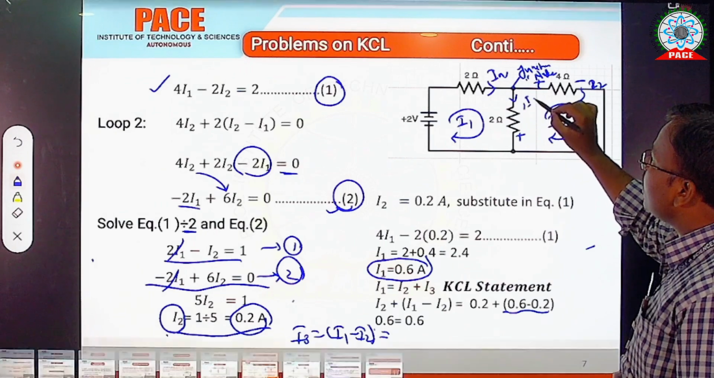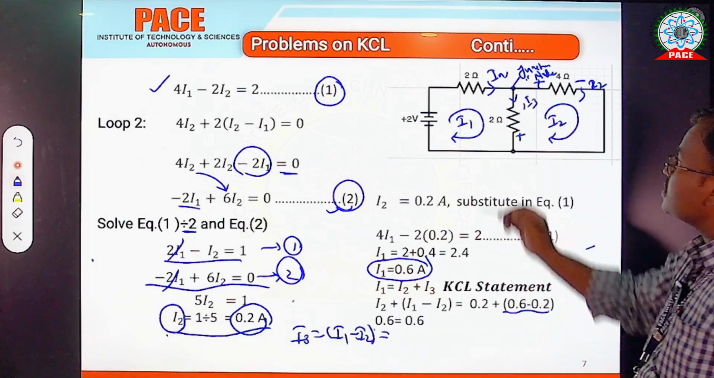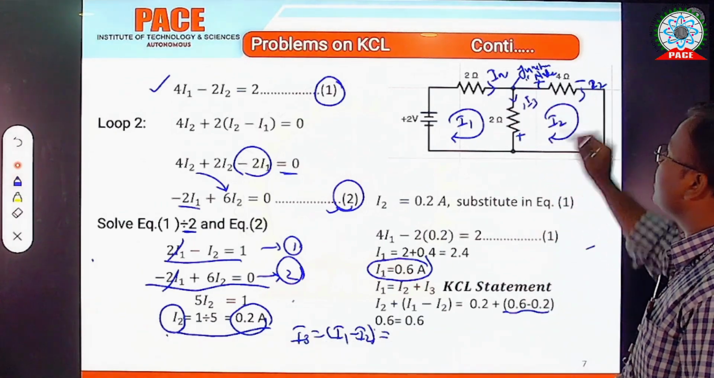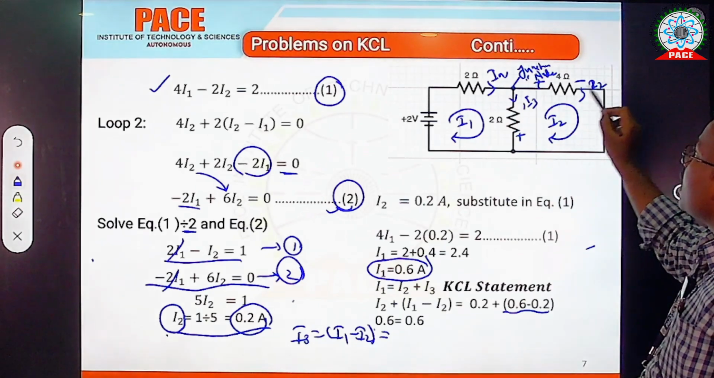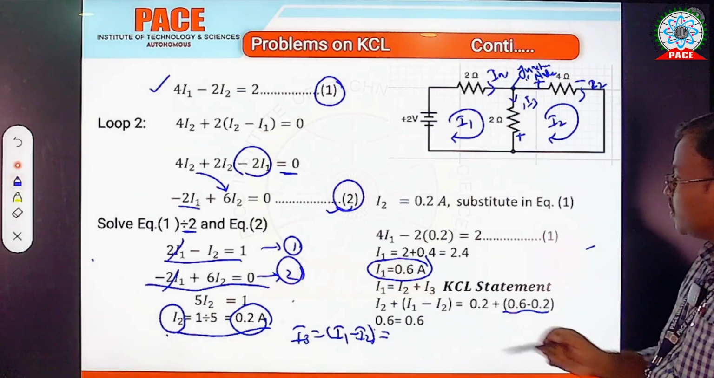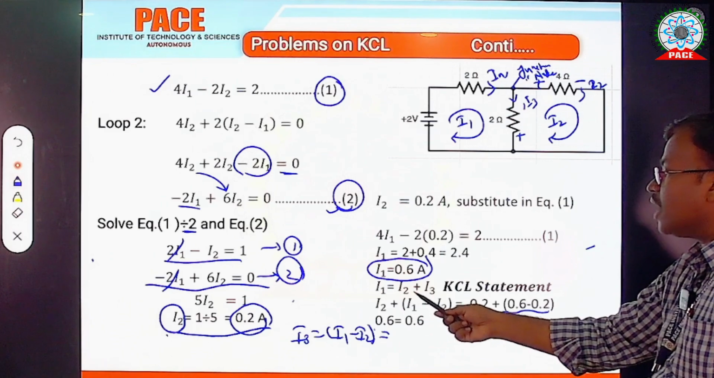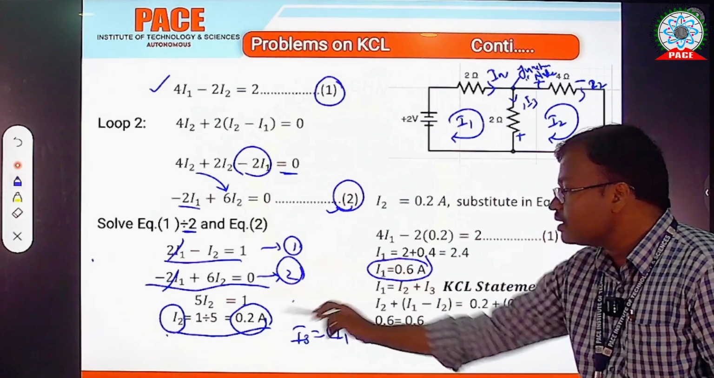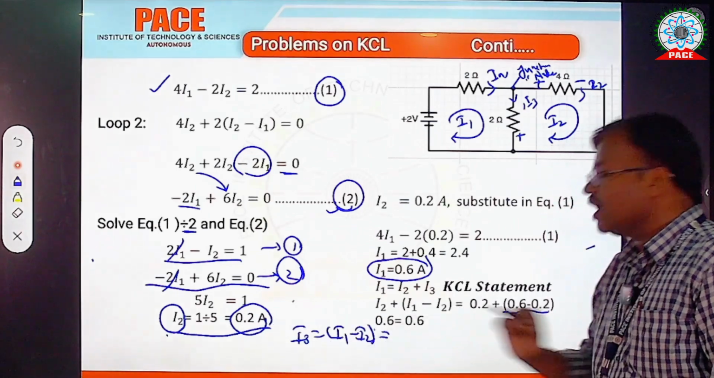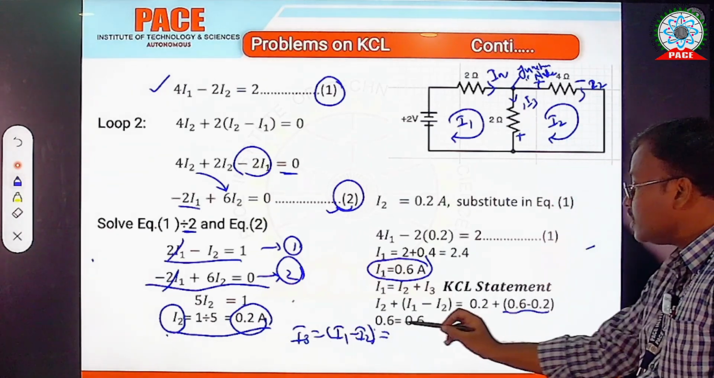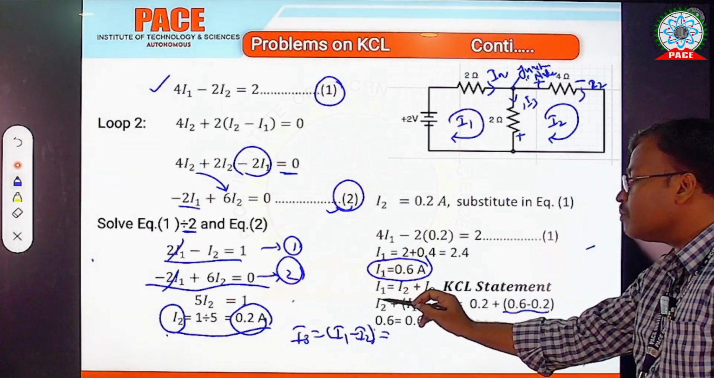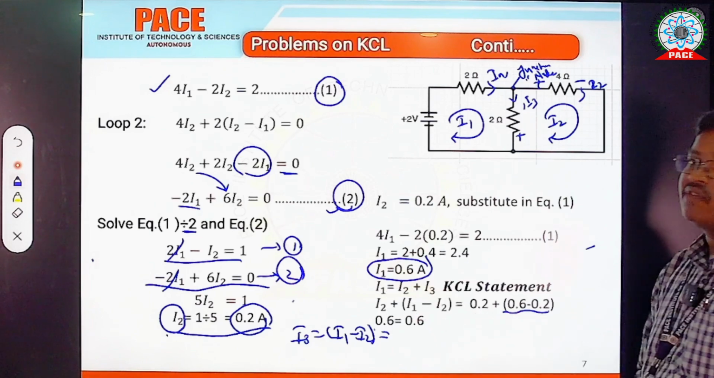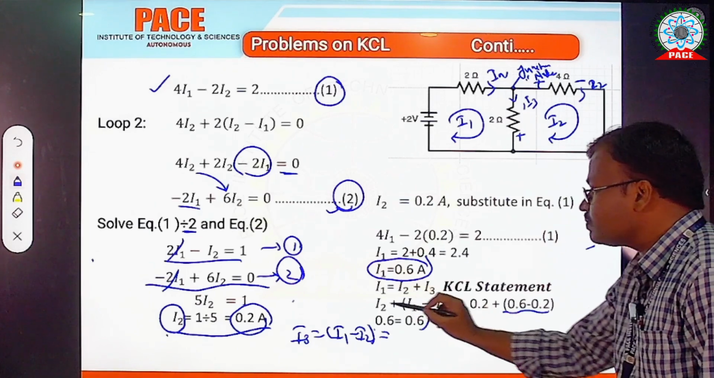So sum of entering current equal to leaving current. The leaving currents here are I2 and I3. So we can write I1 equal to I2 plus I3. If you substitute the values we got for I1, I2 and I3, this will apply: sum of the entering current equal to sum of the leaving current. It matches. Satisfied.